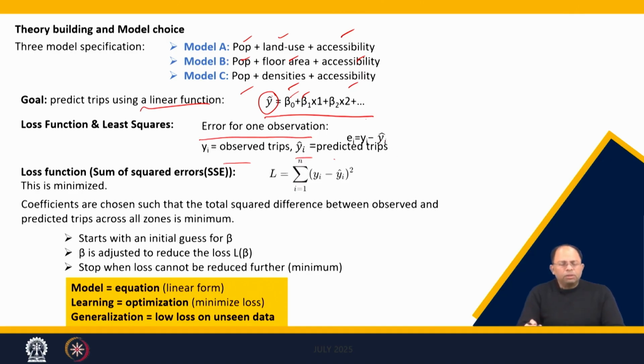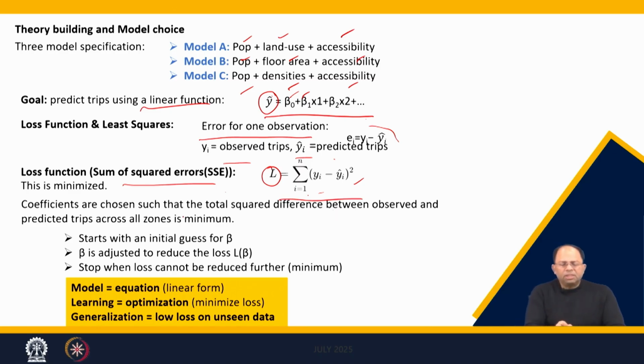So what we are trying to do is reduce this. To do that, we take the square of that and sum it over all the prediction points, that is i equal to 1 to n. And so this becomes our loss function. That means we are trying to minimize this sum of squared errors, and the values of beta which minimize this will be accepted as the solution.